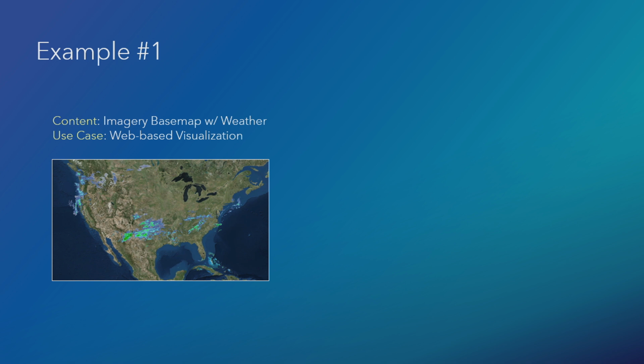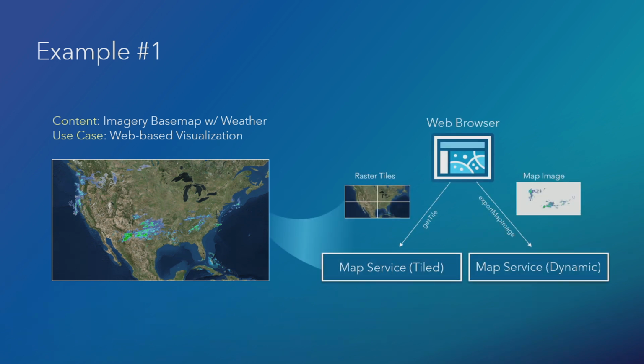And my use case is web-based visualization. So my users are going to be accessing this over the web. They're not doing any crazy interaction with it. They just need to see it. So in this case, what we would probably do, we'd use map or raster tiles for the imagery base map. We'd probably use the one that Esri provides. And then for my overlaid data, my weather data, because that's a fairly complex rendering, it's a lot of data, and I have a simple use case, I'm going to use a traditional dynamic map service to make that available. It'll be streaming PNGs back to the client.